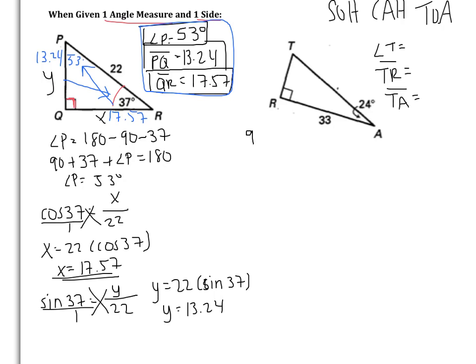Looking at angles, I know they sum to 180. So I have one 90-degree angle, I have one 24-degree angle, then I have angle T, and they sum to be 180. If I take 180 and I subtract 90 and I subtract 24, I get angle T to be 66 degrees.